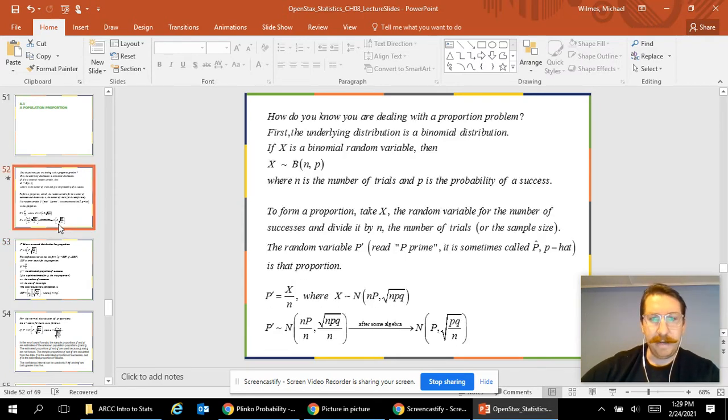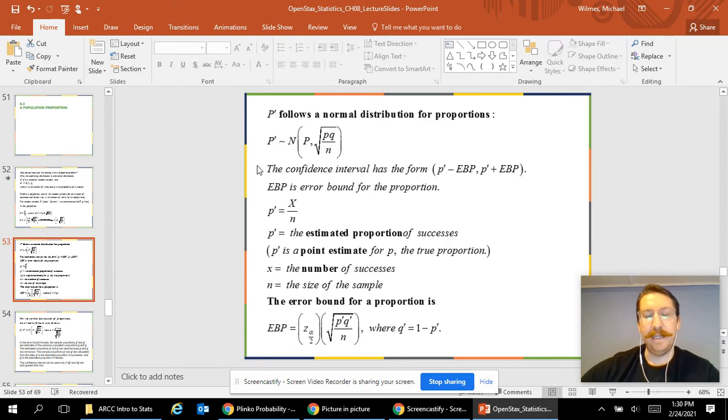On the bottom of this page, they talk about how they do some algebra. They divide by that n, and they're able to simplify this. So this is called p hat or p prime. Our distribution is going to be a normal distribution with p, which is our chance for success, and then we're going to have our standard deviation over here of the square root of pq over n. Q is just the chance for failure.